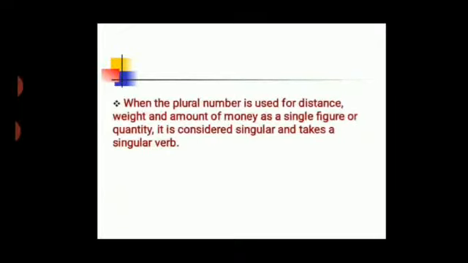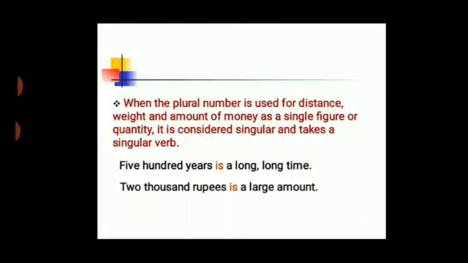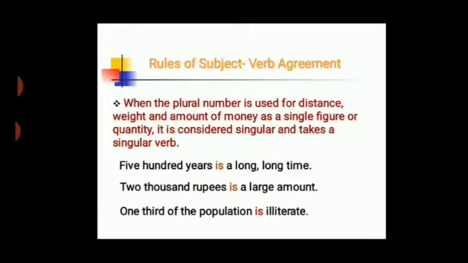When the plural number is used for distance, weight and amount of money as a single figure or quantity, it is considered singular and takes a singular verb. For example, 500 years is a long time. 2,000 rupees is a large amount. One third of the population is illiterate. So all of these are plural numbers, yet they take a singular verb, that is, is.